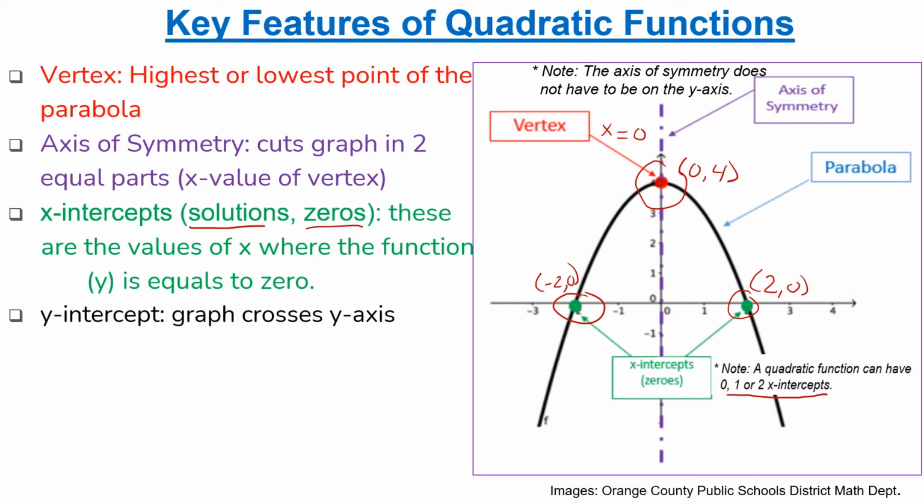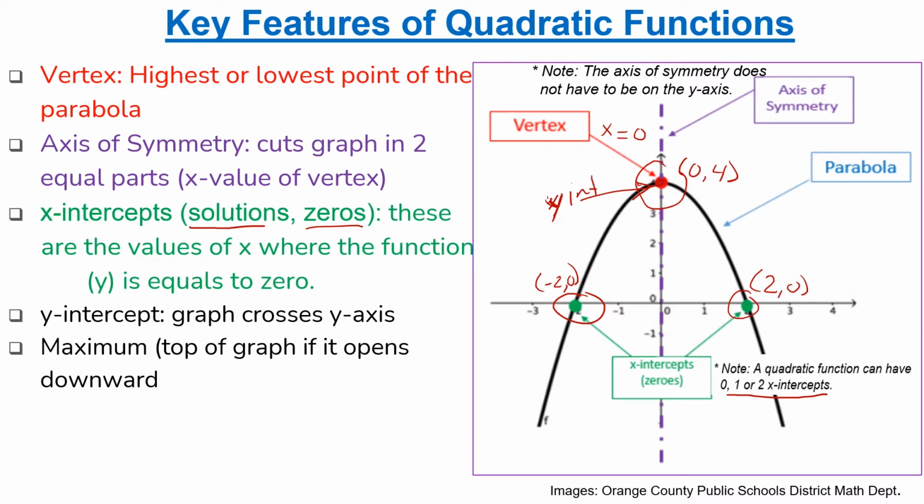Next, we have the y-intercept, and that's where the graph crosses the y-axis. Just like you have the x-intercept where the graph crosses the x-axis, you have the y-intercept where the graph crosses the y-axis, and the y-intercept is actually right here. This is the y, and it's crossing the y-axis here at 4.